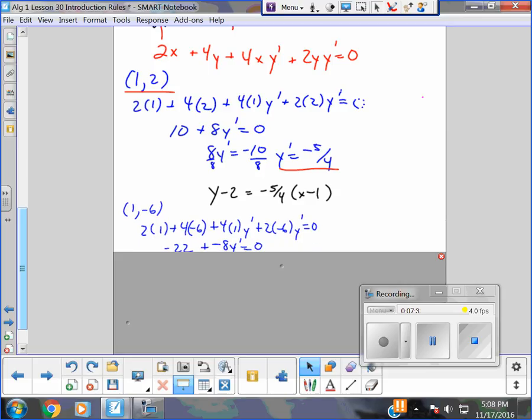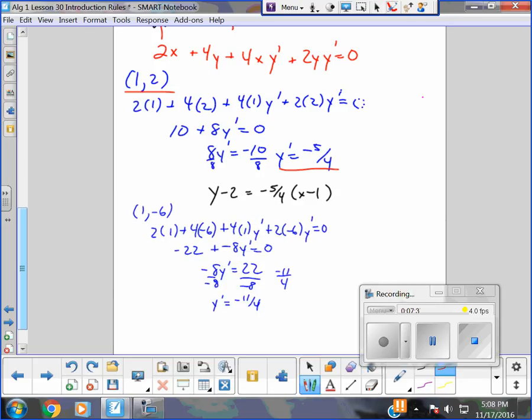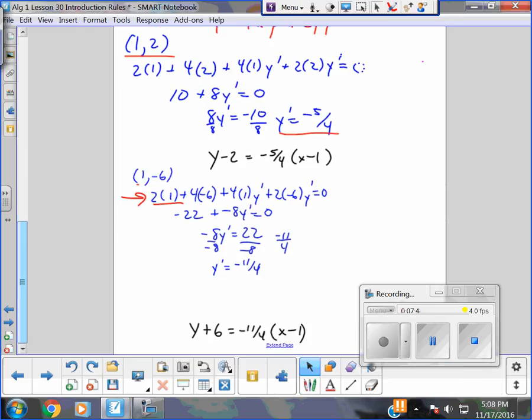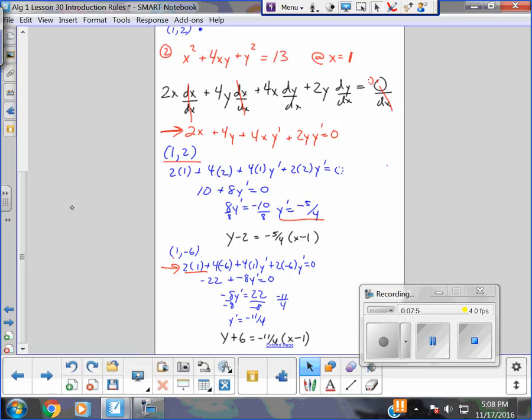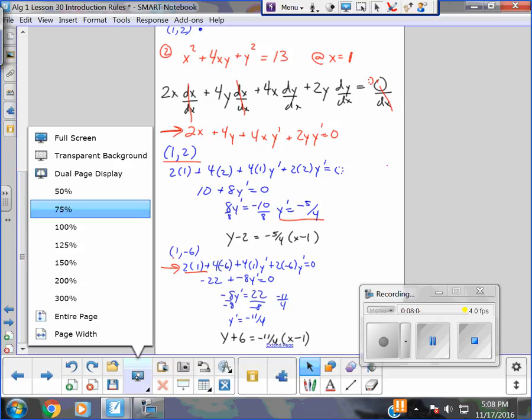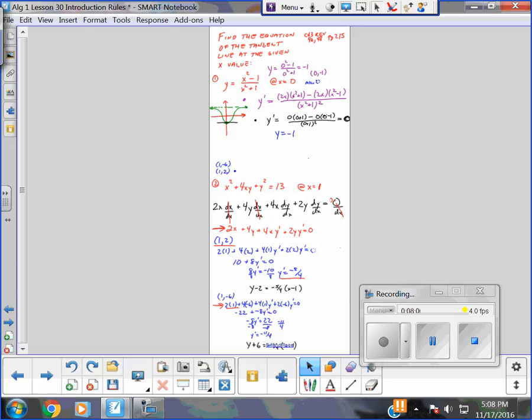Then I have to rinse and repeat, just like the shampoo bottle says, and find the slope of the last one. I do that using 1 and negative 6 into my red equation right here, and I solve for y prime. And then I have to just write the equation again using the negative 11/4 and the point. This is a lot of work, guys, and you notice when I put it all up on the screen at once, it can be a little overwhelming, but it just comes down to practice. Again, finding the equation of the tangent line at a given x value.